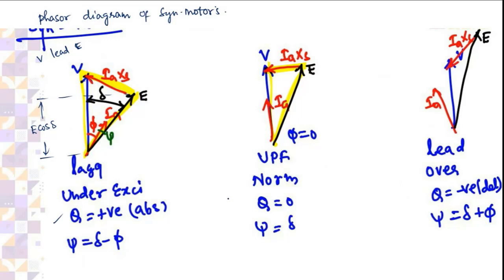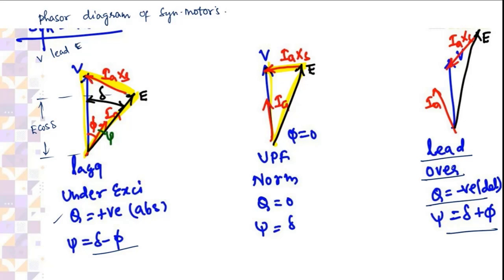An under-excited synchronous motor operates at lagging power factor and absorbs the reactive power, and you see the psi is delta minus phi. An over-excited synchronous motor operates at leading power factor and delivers reactive power, and the psi is like this. So they'll ask you questions on phasor diagrams also. Be careful. How will the phasor diagram be?